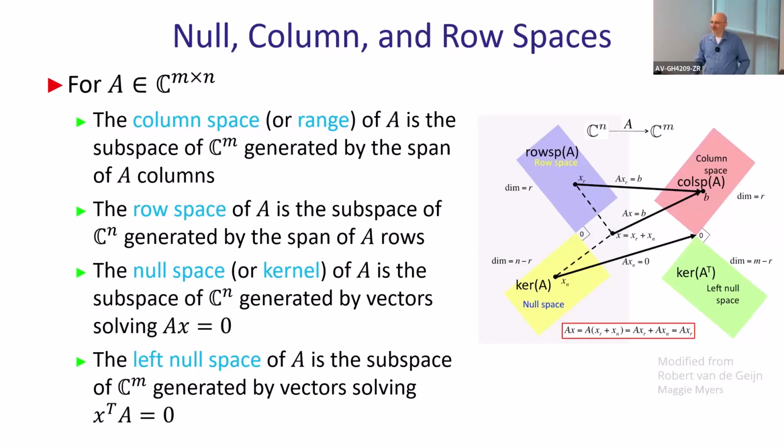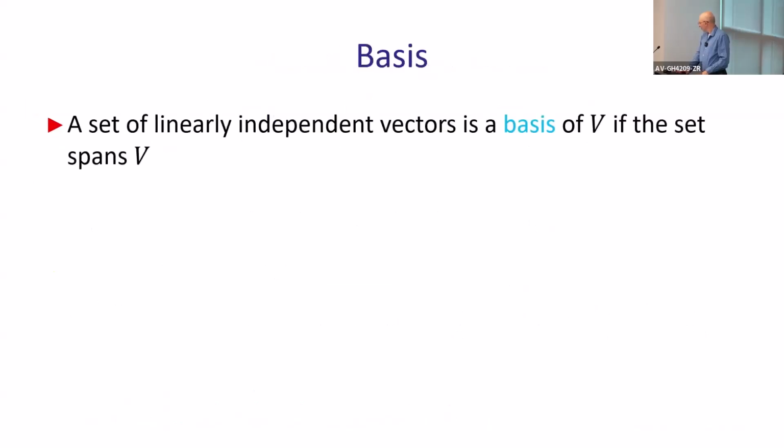I want to make sure that the column space of A, its dimension is R because of the theorems that we just showed. B equals A x_R, and x_R is of dimension R. Is that correct? Sure. Any other questions? Okay.